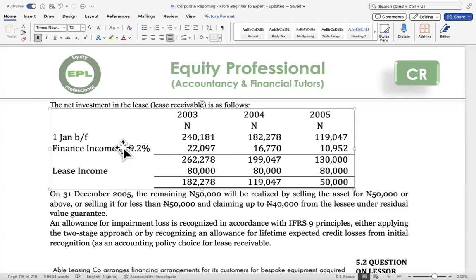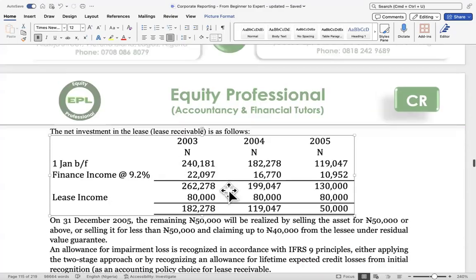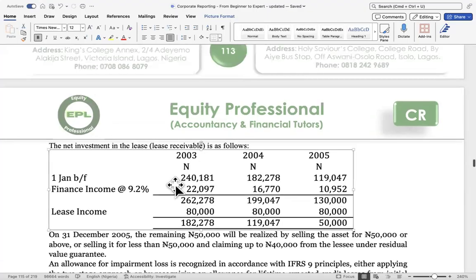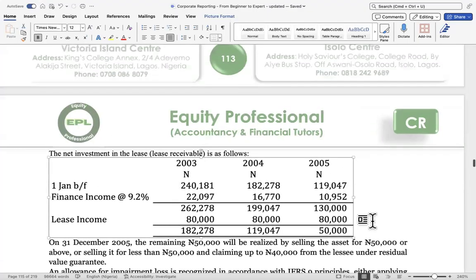If it were at the beginning of the year, remember what I told you for lease liability is to switch. So that means it's the lease income that comes first, then the finance income. So you need to note that, just almost the same methodology. So this is the net investment in the lease from 2003 to 2005.